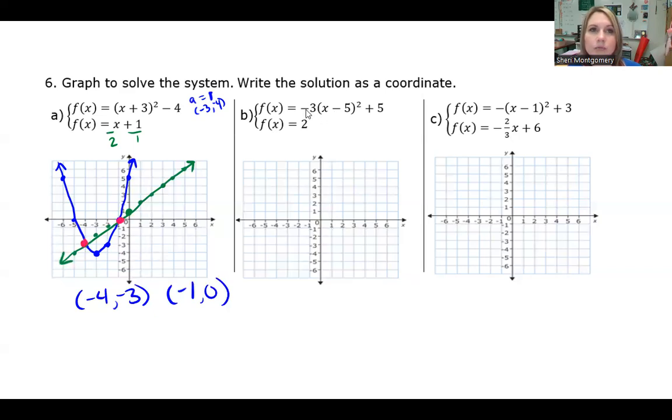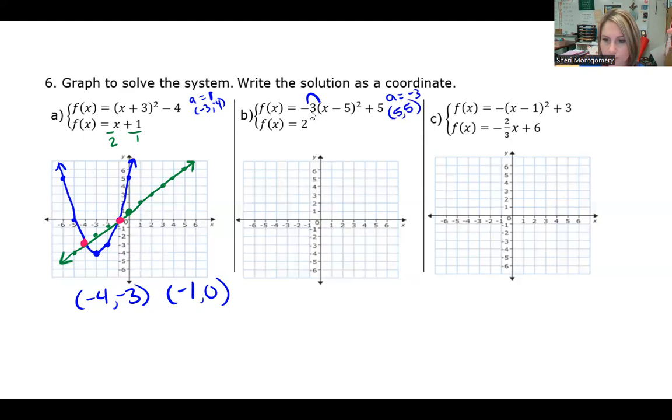Ooh, that one's negative. So anytime I have a negative, I need to remind myself I'm going to face down. A is what? It's the stuff in front of parentheses. -3. What's my vertex? 5, 5. All right, I'm going to go put a point at 5, 5.